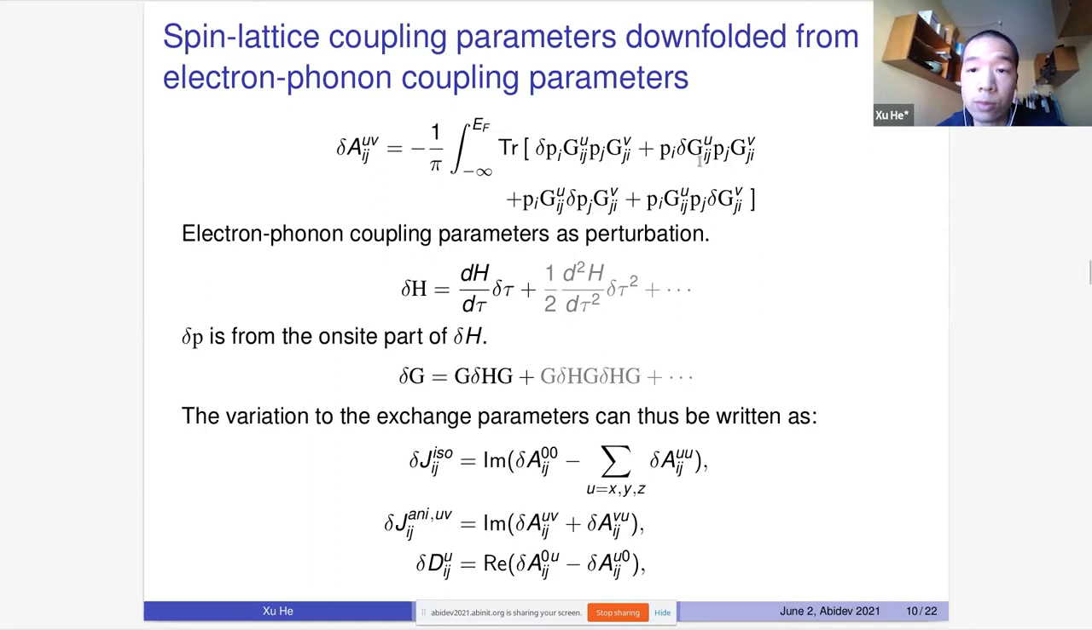Then for the delta G, we could easily do that with a Dyson expansion. We can even go to higher order terms with that. So with that, we could calculate the delta A. Then we can easily write the variation of the exchange parameters in a similar way to the exchange parameters themselves. We can notice that here the tau does not have to be a displacement. It could be a strain or even an electric field or some other perturbations. Some of them might not be suitable here, but some of them can do that. So with this, we could do the coupled dynamics.